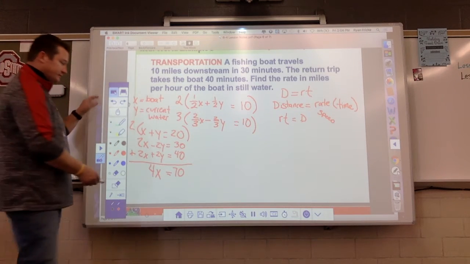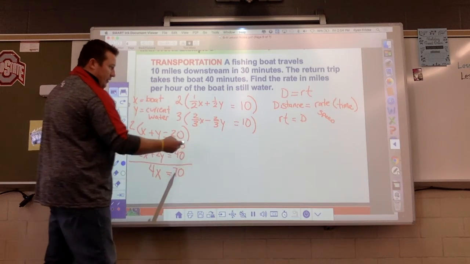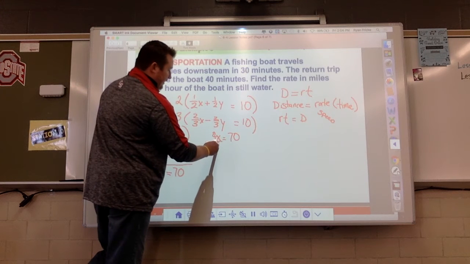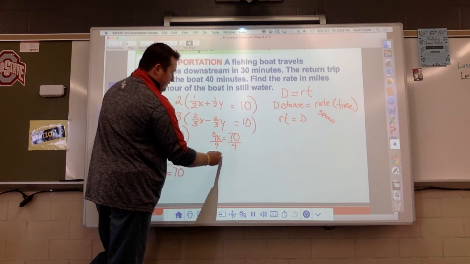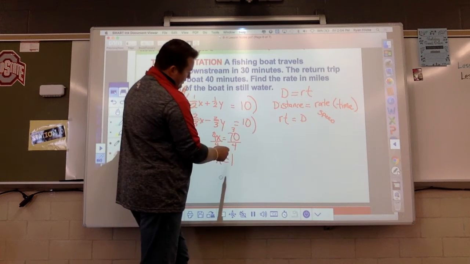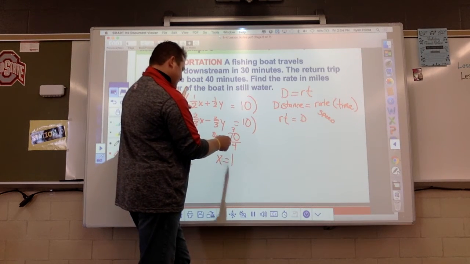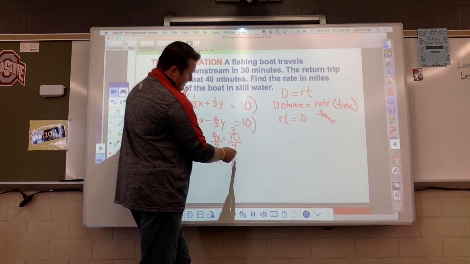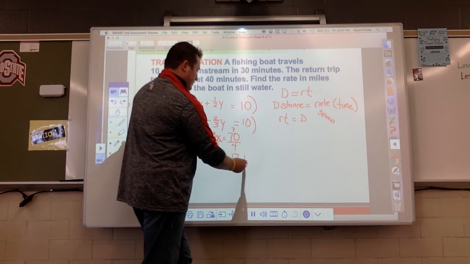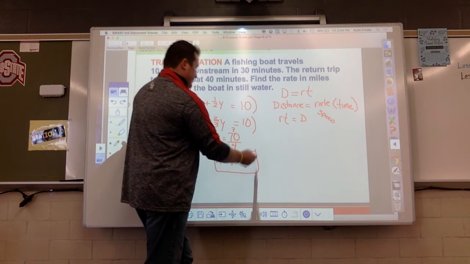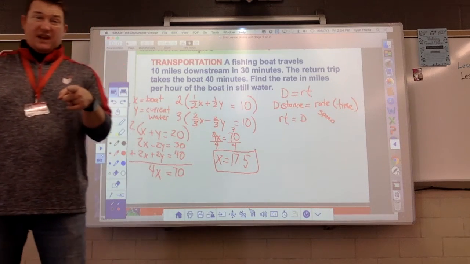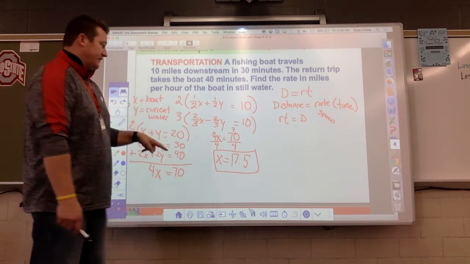I don't know if you knew that. I'm running out of room. So 4x equals 70. We're going to divide by 4, divide by 4. x equals, let's see, that's a 30. This is not a good number, is it? Let's see, that's 7 and bam. You guys good with that? 17.5? I think I did that right. It's late in the day.